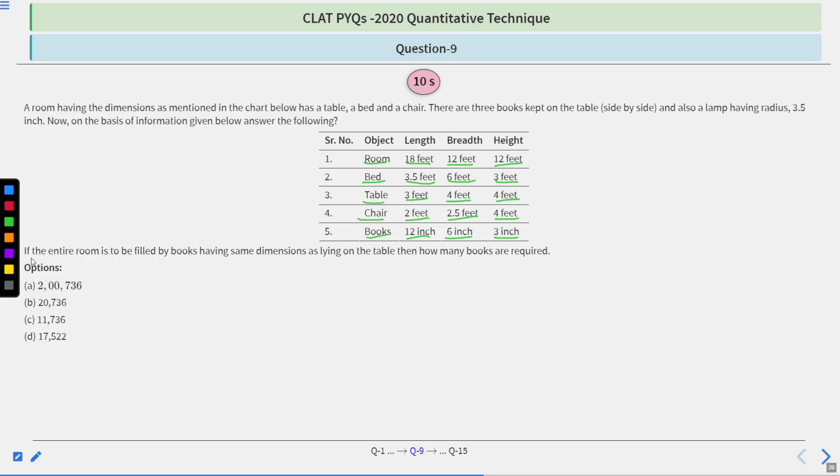Now the main question says, if the entire room is to be filled by books having same dimensions as lying on the table, then how many books are required? Options 2,736, 20,736, 11,736, 17,522. You will have 10 seconds to try this question. After 10 seconds, we'll move towards the correct option and its explanation. So your time starts now.